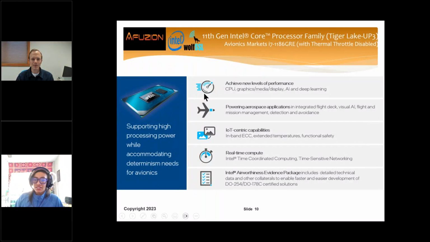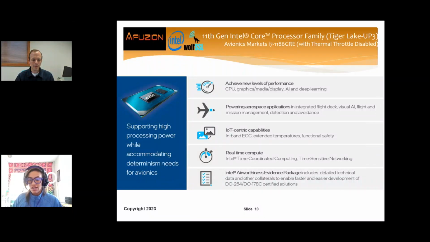So I want to introduce here a part that's going to be discussed called the Core i7-1186 GRE. It supports processing power needs, and furthermore, to improve determinism for avionics use cases, this processor comes with thermal throttle disabled. Just to provide a little context about what that means: generally speaking, in a controlled temperature, processors can dial back performance to keep the part from overheating. However, this is a no-go with avionics, when we're looking for that increased determinism. As you know, many systems have multiple processors and have other ways of managing temperature.